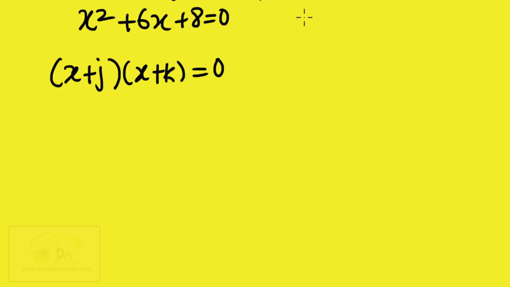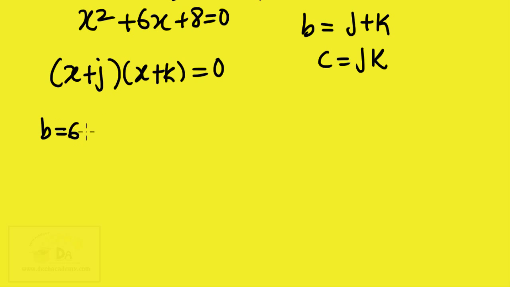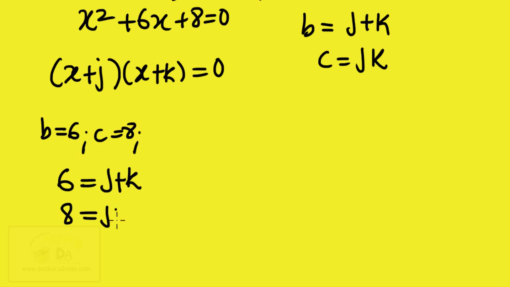We know that b is the sum of j and k, while c is the product of j and k. So we need to determine values of j and k that satisfy these equations. Here we know that b is 6 and c is 8, so 6 must be equal to j plus k, and 8, which is c, must be equal to the product of j and k. Equation 1, equation 2. The values of j and k which satisfy equation 1 and 2 are the valid values of j and k. So now we just want to find valid values of j and k.